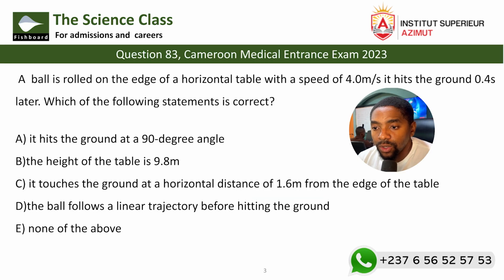The first question, so this was question 83 on the original paper. A ball is rolled on the edge of a horizontal table with speed 4 meters per second. It hits the ground 0.4 seconds later. Which of the following statements is correct?